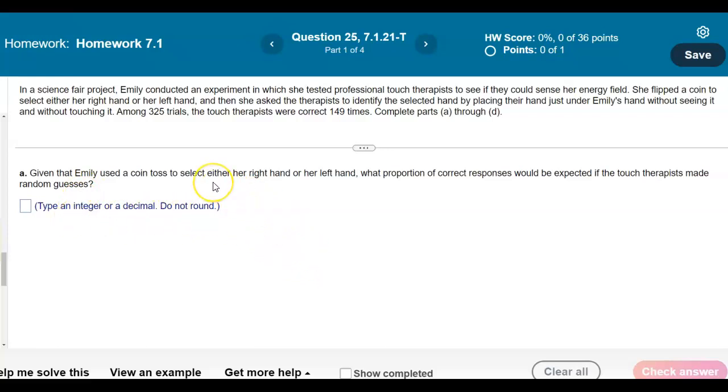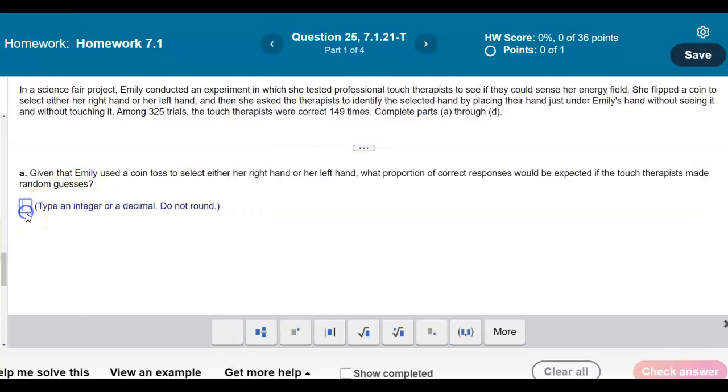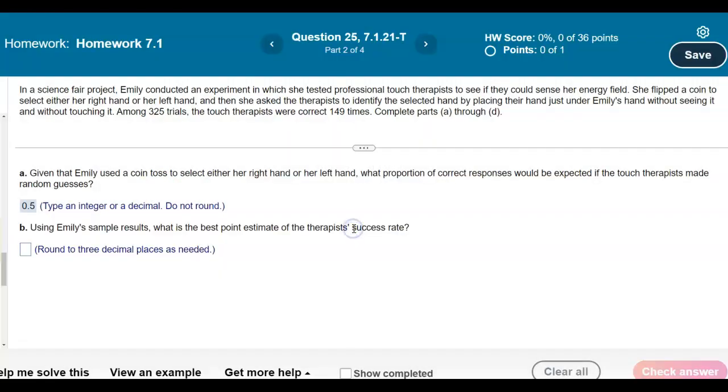Well, if she flips a coin, it's either one or the other. So the touch therapist would randomly be choosing one hand out of the two possible hands. And so therefore, that would be 1 out of 2, and we would write that as a decimal of 0.5. So let's go ahead and put that answer in here for part A, 0.5, and there's our answer.